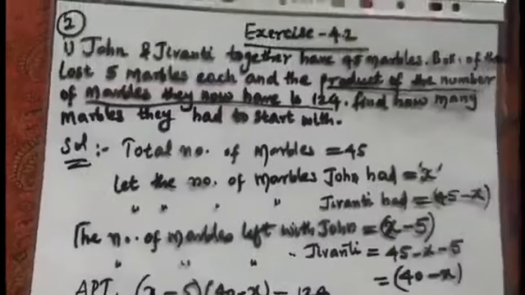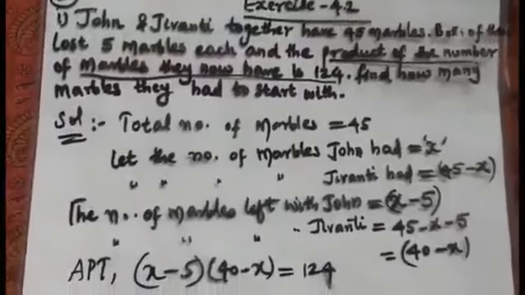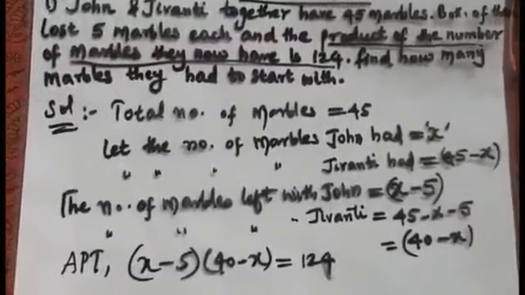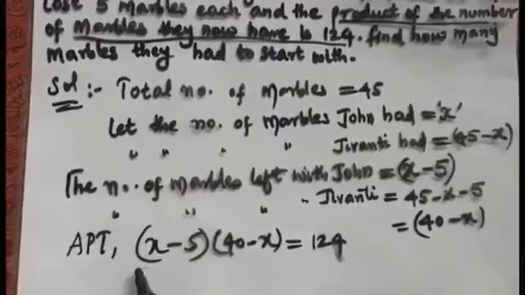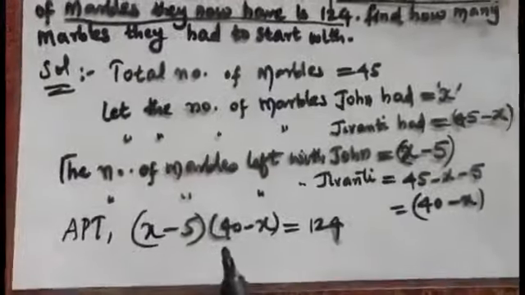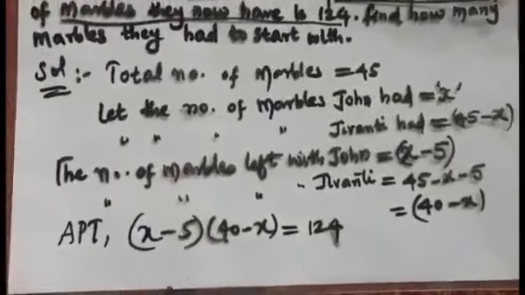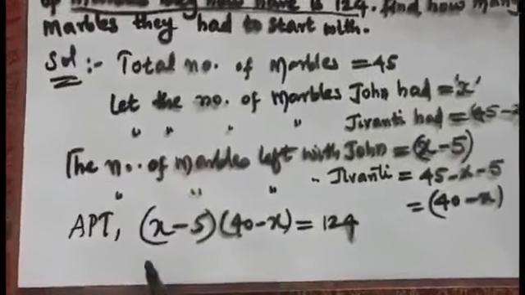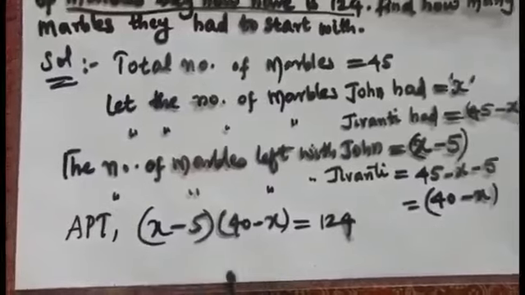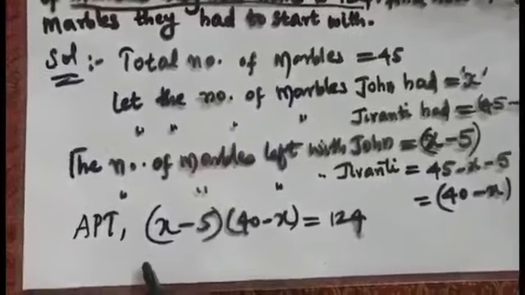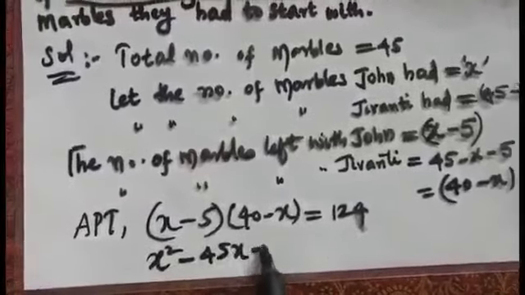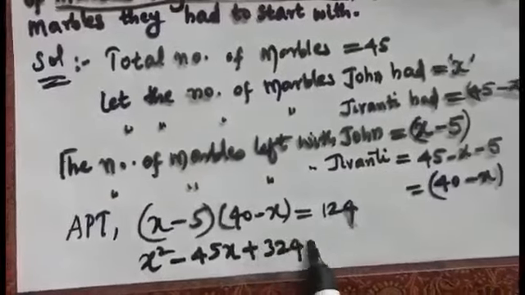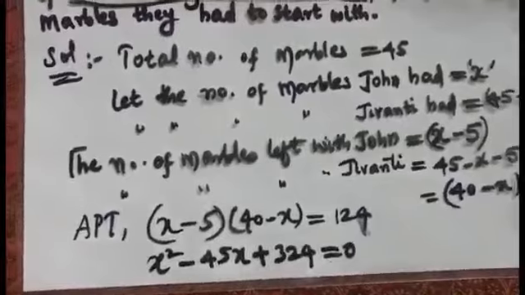Now your homework starts. In every problem, I will stop here and directly give you the quadratic equation. What you are going to do is open these brackets and try to get the equation which I am showing you now. On opening the brackets, you should get the quadratic equation x square minus 45x plus 324 equal to 0.